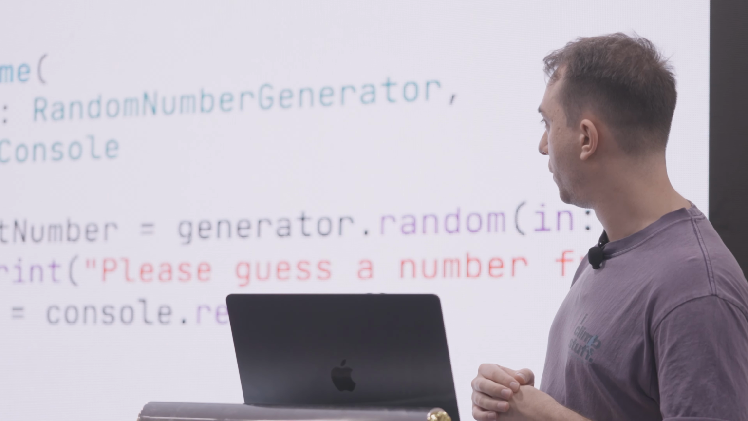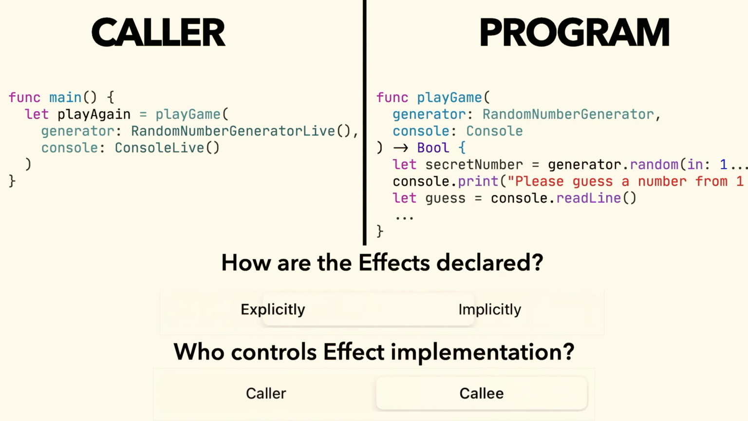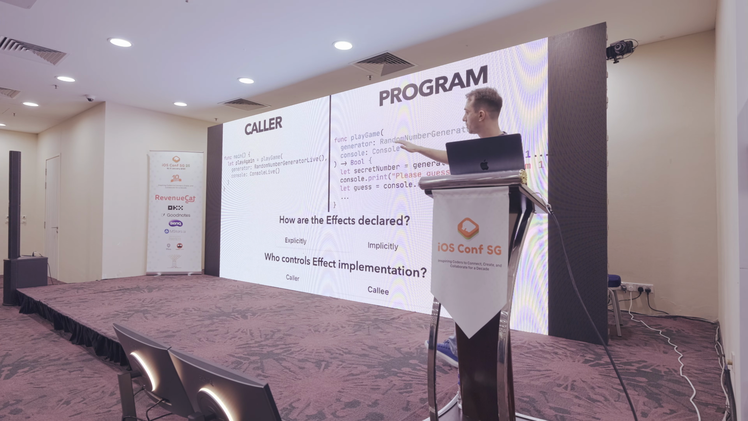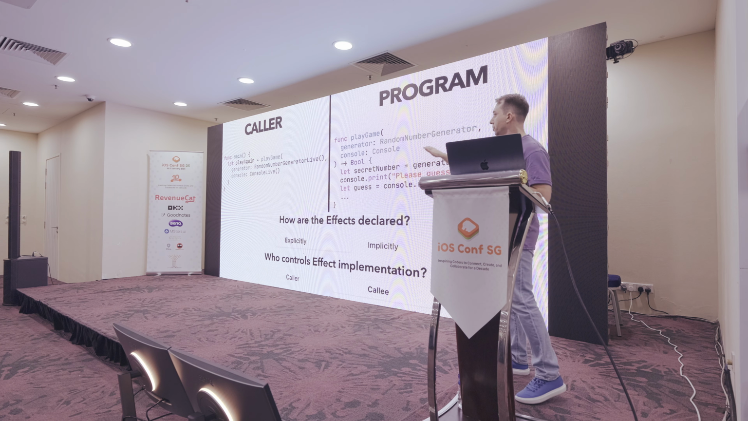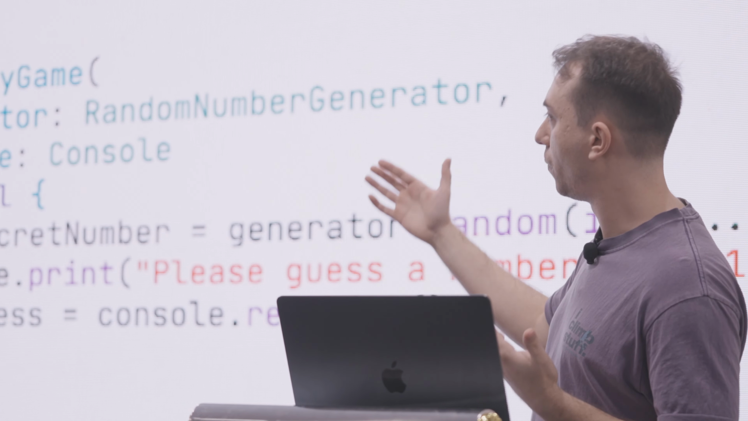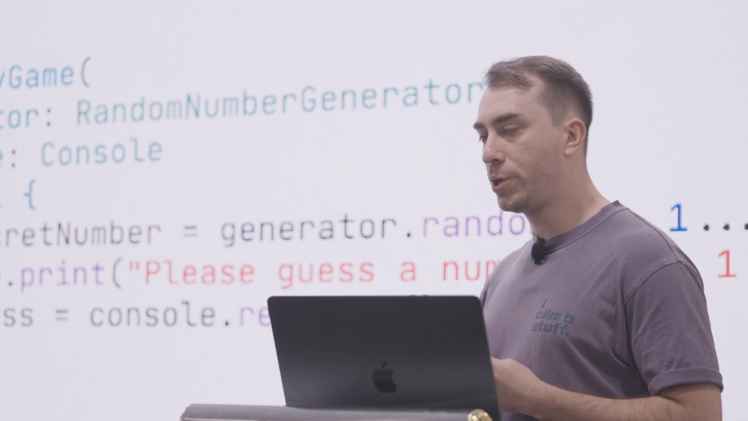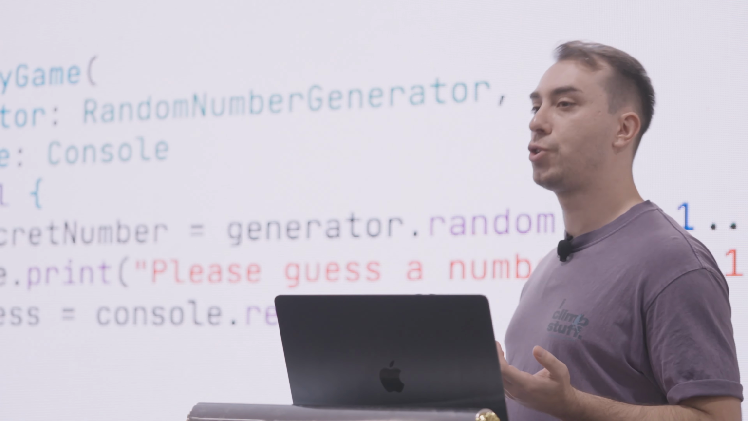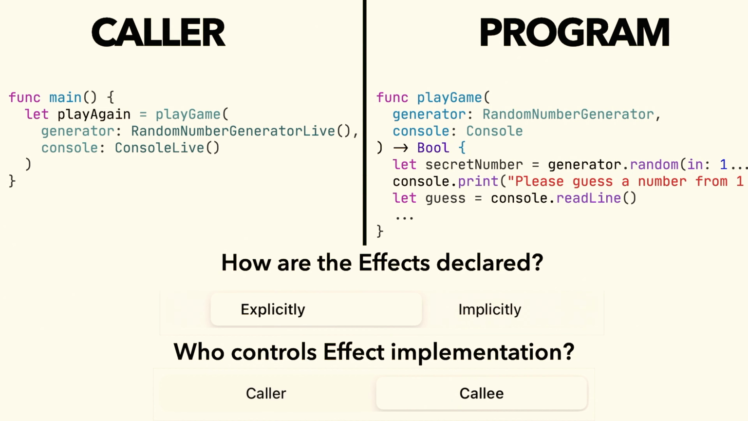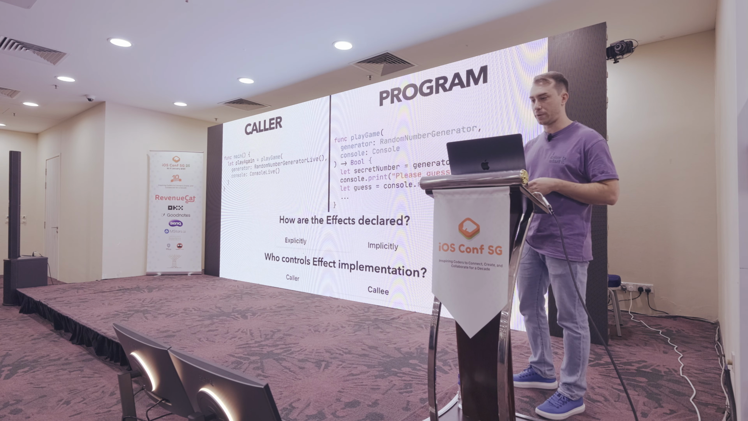now that we have dependency injection in place, let's look at our question. So how are effects declared? And I say almost explicitly, because now if you look at the function signature, it now features a random number generator and console, which allows us to make an educated guess that most likely the program needs these dependencies to perform side effects. It might not necessarily be true, but most likely it is true. So I say almost explicitly declaring effects here.